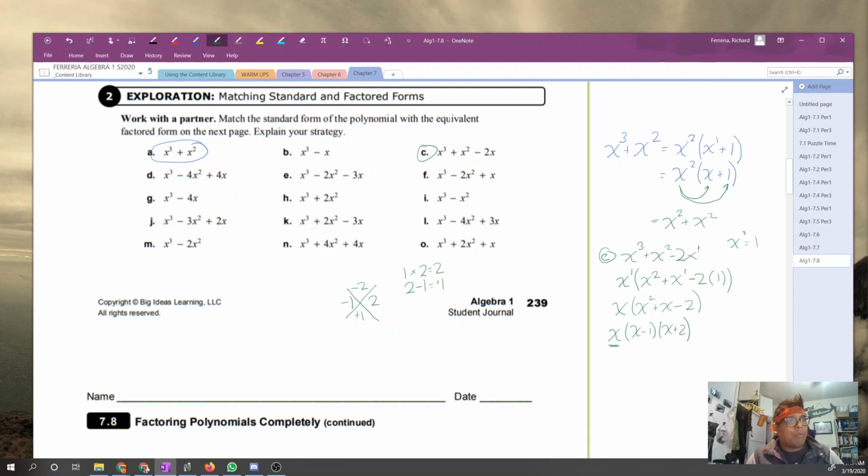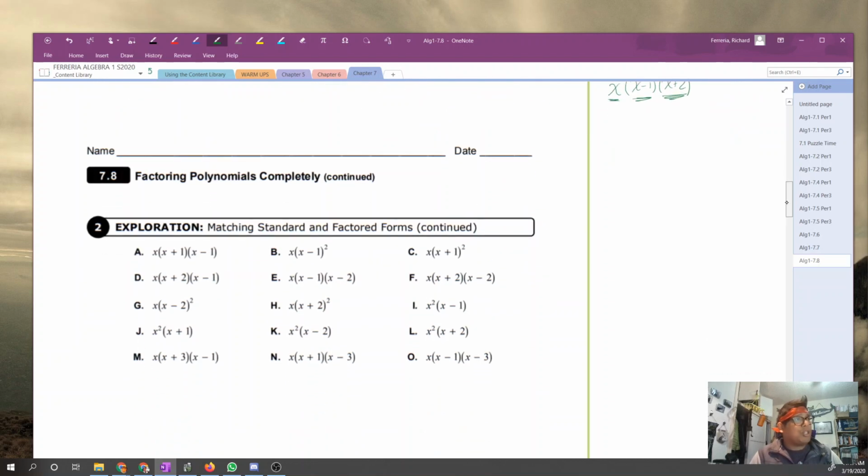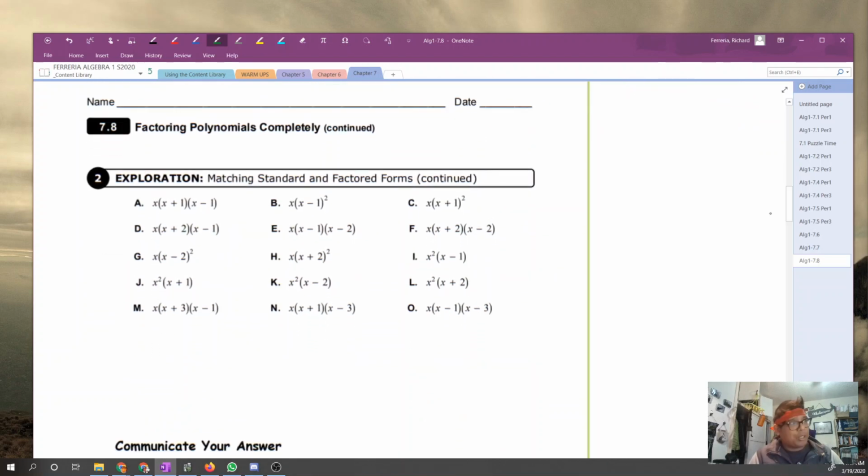Notice that monomial, binomial, binomial, nothing else is factorable. So we are done with that. So that's how we factor. Oh, we're supposed to match up. Let me show you a quick, if you ever get in this situation where you're matching up, let's take letter F, for example. This is a case where you can kind of work backwards.